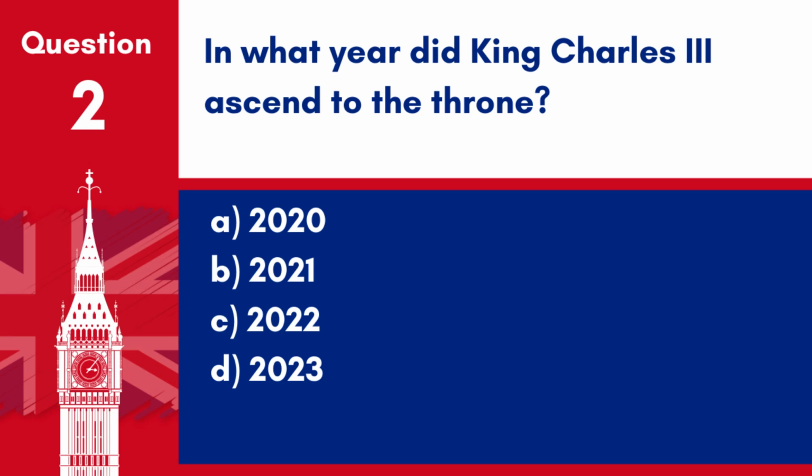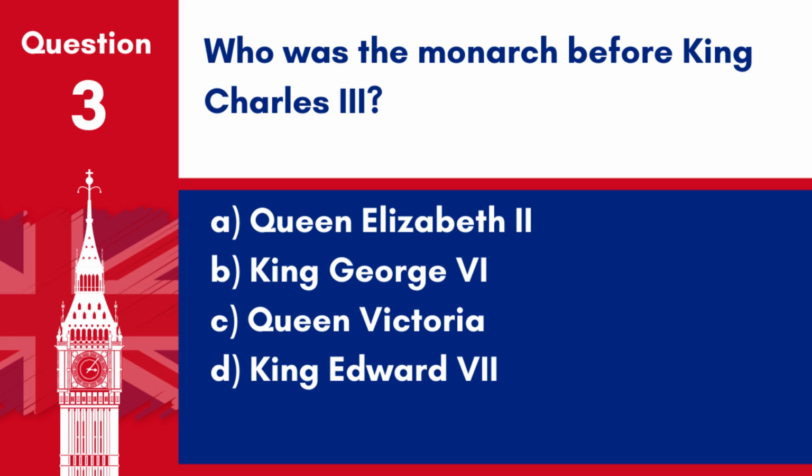Question 2. In what year did King Charles III ascend to the throne? A. 2020. B. 2021. C. 2022. D. 2023. Answer. C. 2022. King Charles III ascended to the throne on 8 September 2022, following the death of his mother, Queen Elizabeth II.